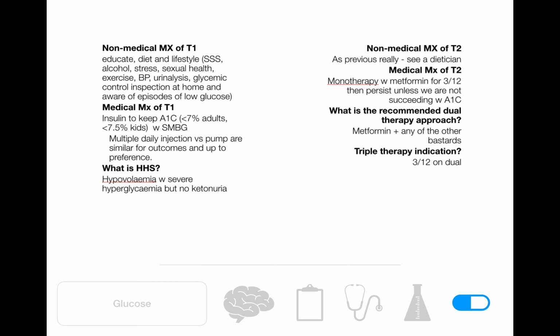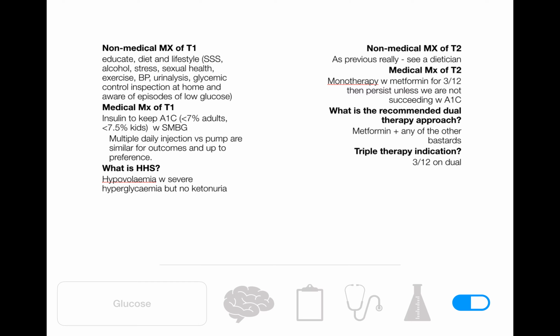The medical management of type 1 is insulin. You want to keep A1C at less than 7. Now remember that we said that 6.5 is the diabetic threshold, so you want to keep it less than 7. Yeah, so multiple daily injections versus pump are similar for outcomes, so it's up to preferences.